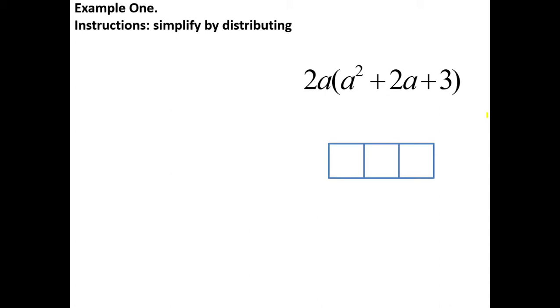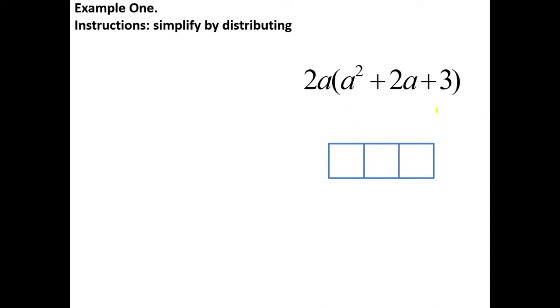Okay, instructions say simplify by distributing. So here's our equation. We have this factor out front, 2a, and we have this other factor right here, this whole group inside the parentheses. So we're going to multiply 2a times everything inside the parentheses. That's distributing. We're going to do it using a distribution box. So let's make a distribution box.